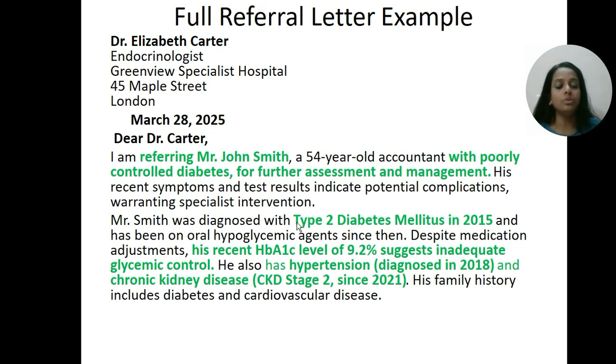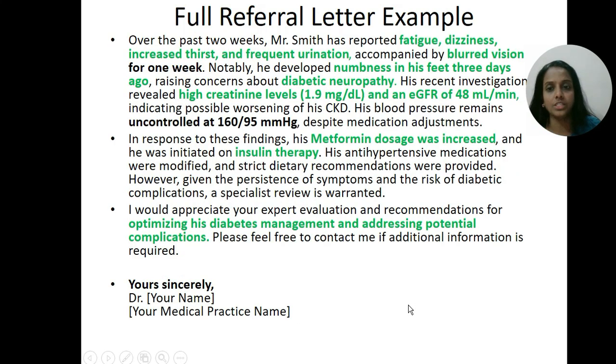Mr. Smith was diagnosed with type 2 diabetes mellitus in 2015 and has been on an oral hypoglycemic agent since then. Despite medication adjustments, his recent HbA1c level of 9.2 suggests inadequate glycemic control. He also has hypertension diagnosed in 2018 and chronic kidney disease, CKD stage 2, since 2021. His family history includes diabetes and cardiovascular disease.